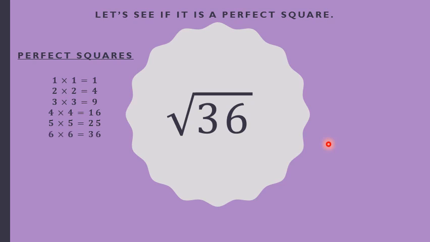Let's try the next one. 6 times 6 equals 36. We've got it. That's our answer. How we're going to show our answer is that we're going to write that the square root of 36 is equal to the number we multiplied by itself. So our answer here, the square root of 36 is 6 because 6 times 6 is 36. The only thing you have to write in your answer is the number 6.